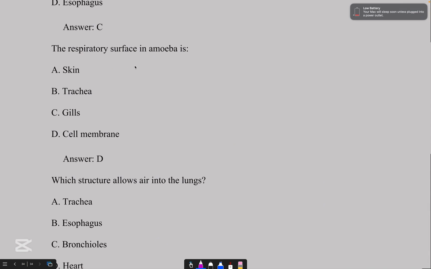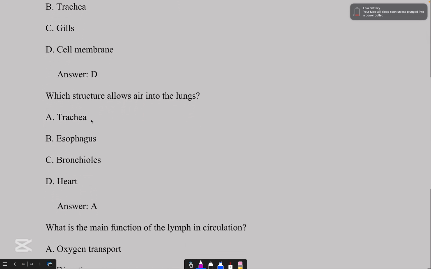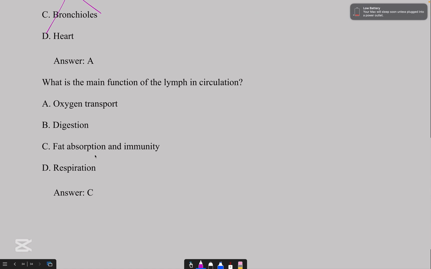All right. The respiratory surface in amoeba is the cell, the general cell, the entire body. Which structure allows air into the lung? The trachea. Into the lung, definitely. From the bronchi, air enters into the lung. It's supposed to be trachea to bronchi, from bronchi to bronchioles, from bronchioles to the alveoli. Are you getting it? So the closest is bronchi, but this question was not properly framed.